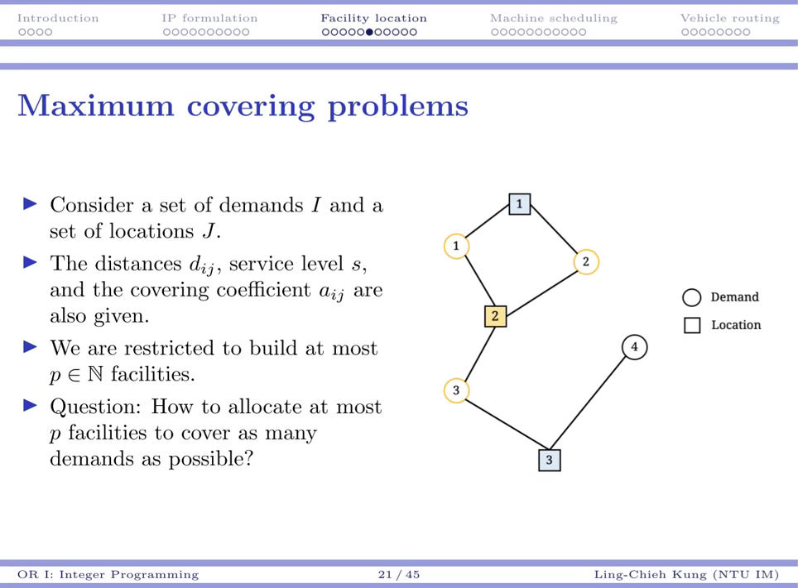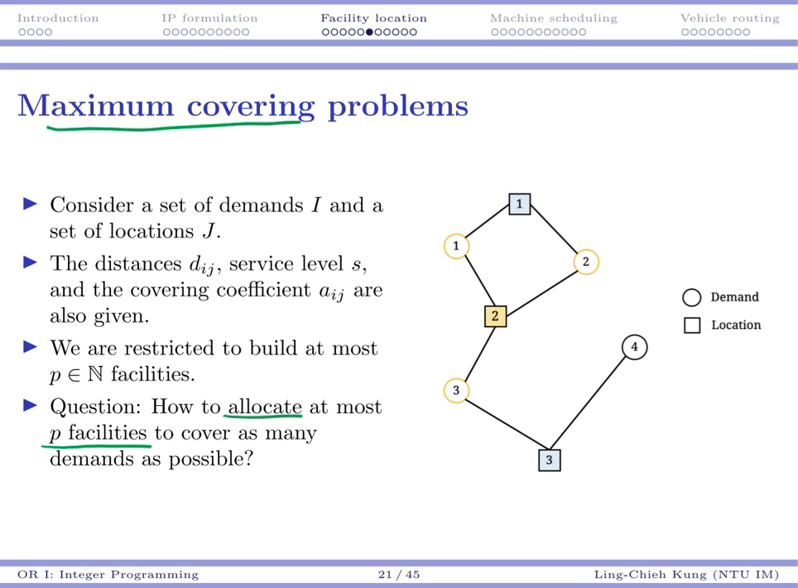Sometimes we are talking about a different case. We talk about maximum covering. So now again, we have a set of demands and a set of locations. Again, we have distance, we have service levels, and we have the covering coefficient. These are all given. We are now restricted to build at most P facilities. P is a natural number, 2, 5, 10, depending on the instance. So the question is, we want to allocate at most P facilities to cover as many demand points as possible.